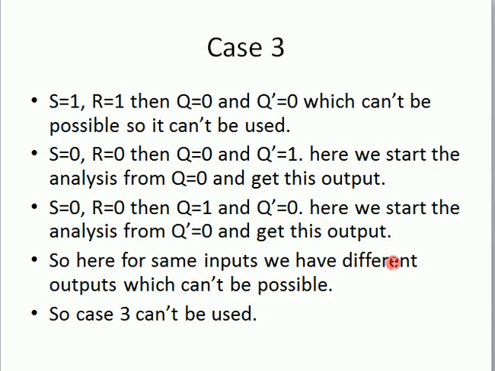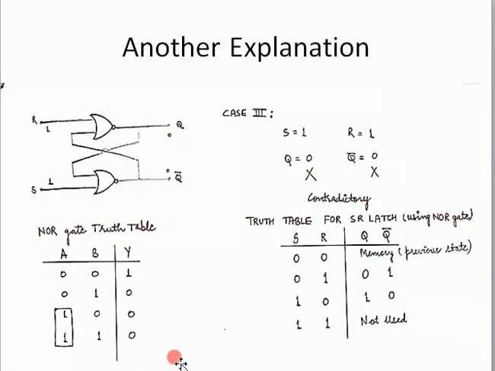So here we have the same inputs but different outputs. Why so? Because S is equal to R is equal to 0. One time we get the answer Q is equal to 0 and Q complement is equal to 1. But at the same time, when S is equal to 0 and R is equal to 0, Q is equal to 1 and Q complement is equal to 0. And it can't be possible that we have the same inputs but get different outputs. So it cannot be used. That's why we say this case is the most confusing case here. So basically this is the invalid state, not used.